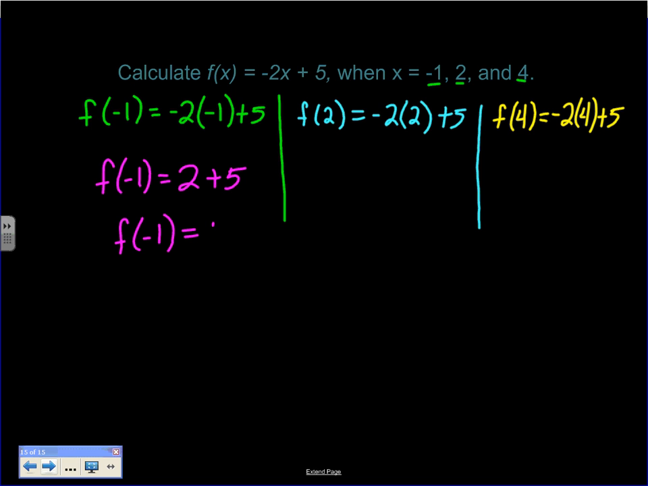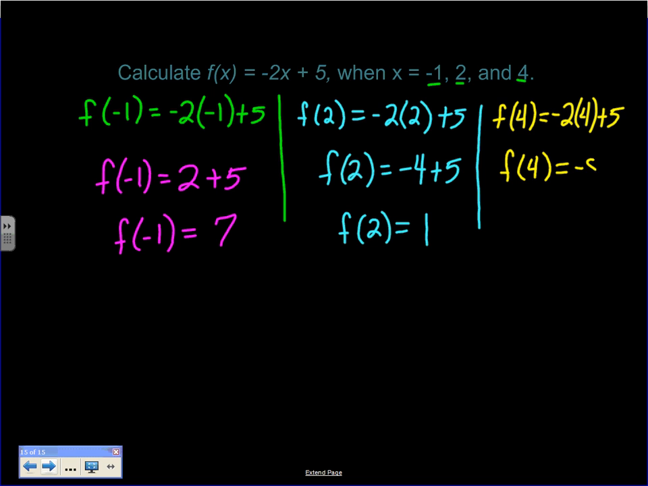So f of negative 1 is equal to 7. And the second part here, f of 2 is equal to 1. And then the last part, f of 4 is equal to negative 3. And so your three answers: f of negative 1 is 7, f of 2 is 1, and f of 4 is negative 3.